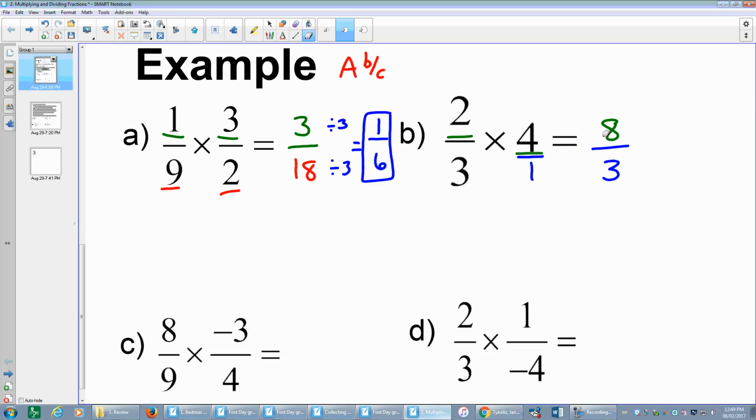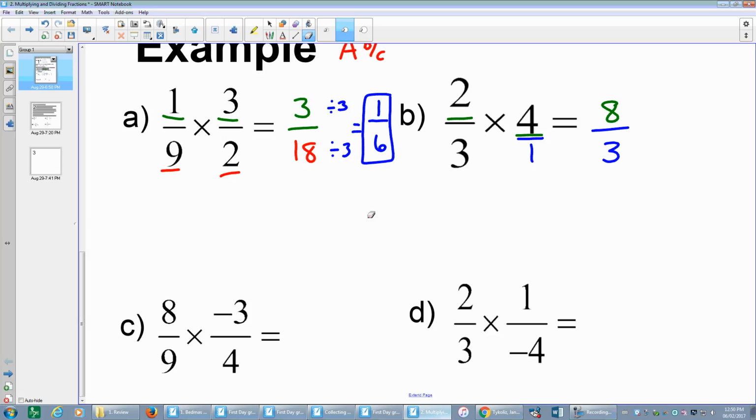Now, if I look here, what number can both divide 8 and 3? The only number that divides that together is 1. That's the only one that's common to each other. So this is actually in lowest terms. So that is my final answer.